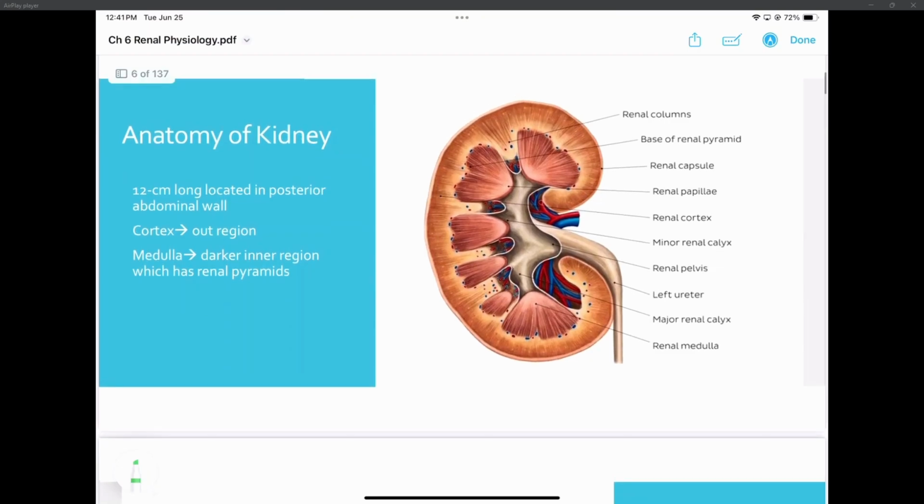Here's our anatomy of the kidney. Obviously, all the urine forms, goes into the calyxes and eventually into the ureter, which gets stored in the bladder. So obviously, when someone comes in with volume overload, there's two things that can potentially be the cause, for the most part: either a kidney issue or a heart issue.